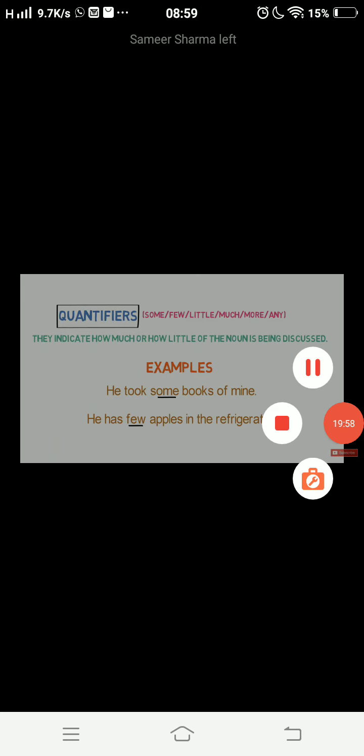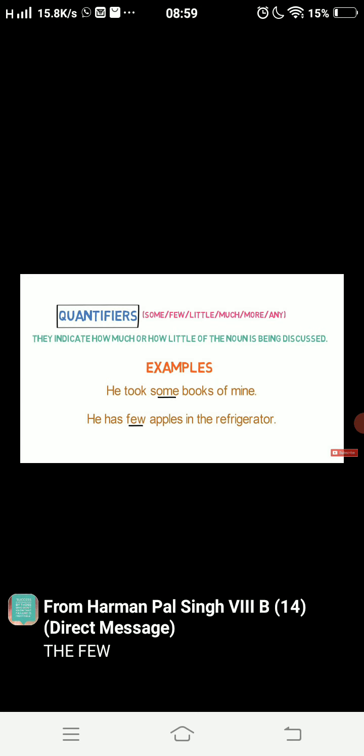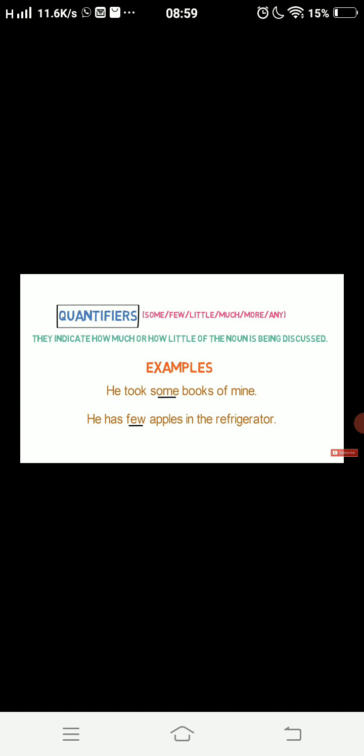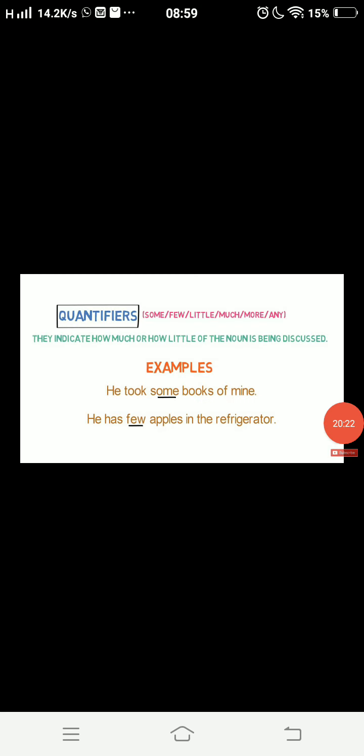And few denotes not many. It has positive meaning also, negative also. He has read few books. It means not many, so it comes in the category of negative only. And a few denotes some at least.